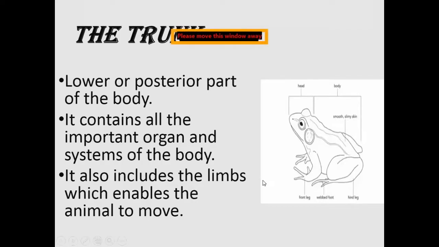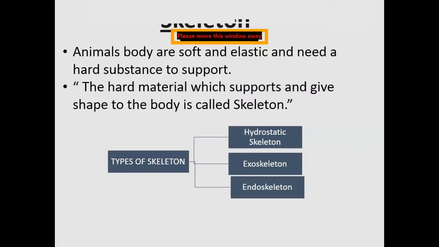So next we have the skeleton. Okay, what is a skeleton? This question comes first in our mind. Animal bodies are soft and elastic and need a hard substance to support. It means animals' bodies are mostly soft and elastic, flexible, and they need a support to save their internal soft and elastic parts.